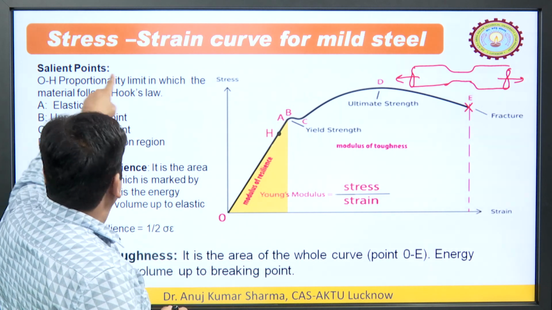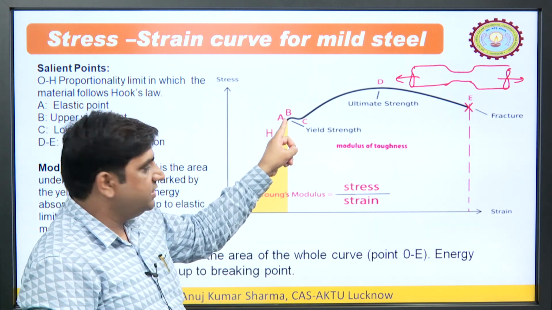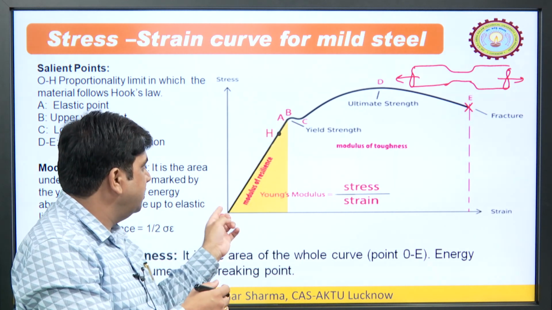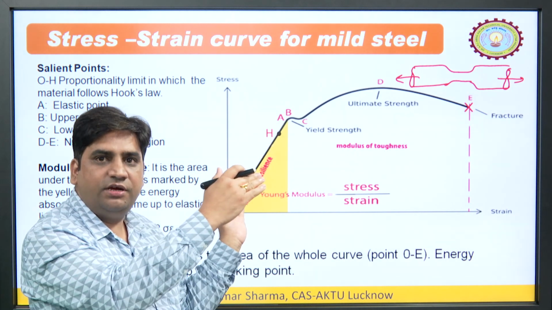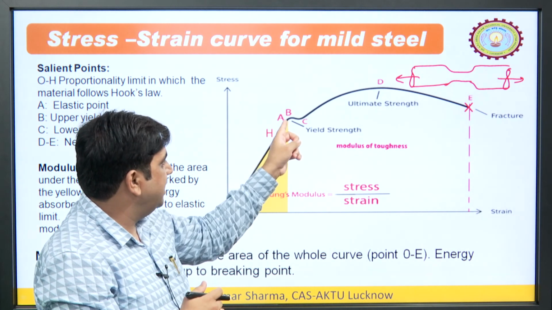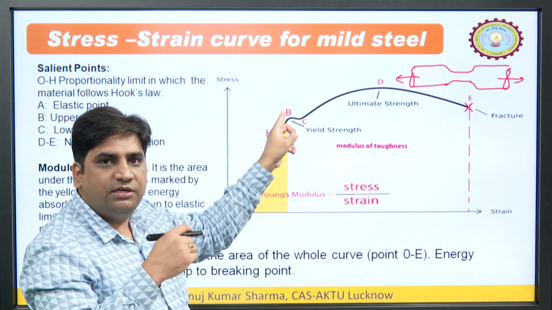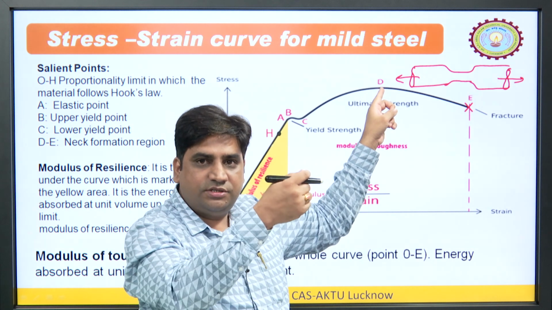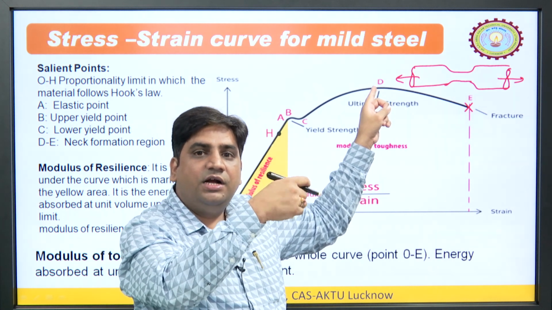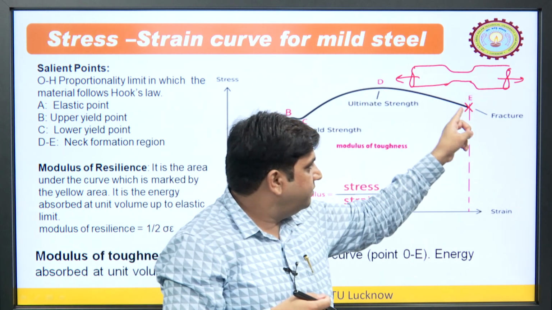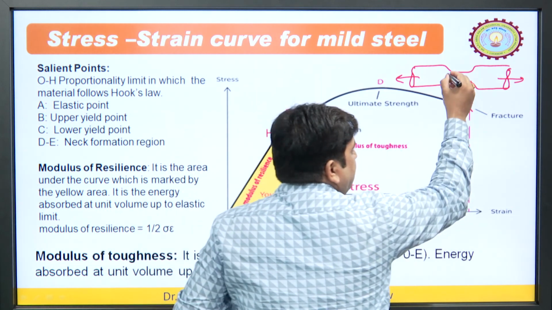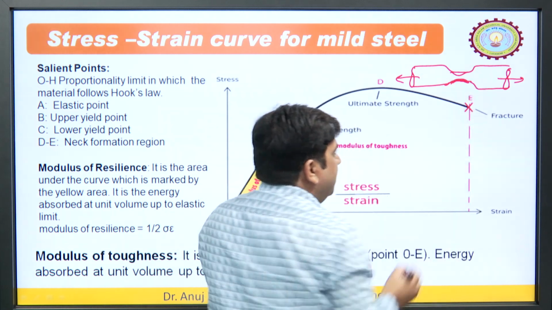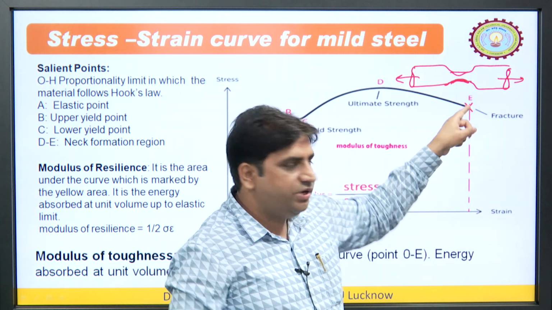If we see this O to A, this is the elastic point, if we release before A, it will come back to the original position. OH is the range where Hooke's law acts, OA is the elastic point, B is the upper yield point, C is the lower yield point, then D is the ultimate point, where we can get the ultimate tensile strength, and then the neck formation starts. Necking formation takes place and at this point it breaks.